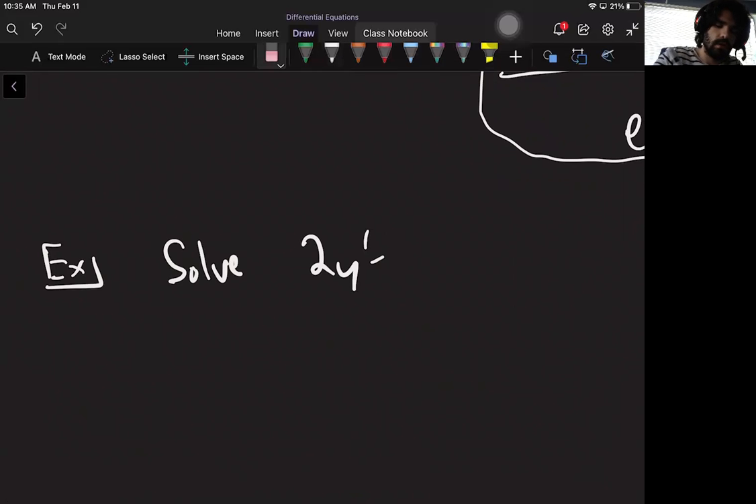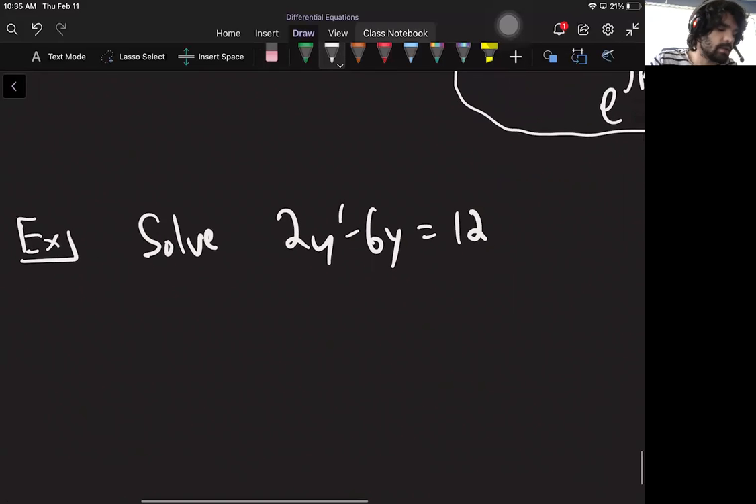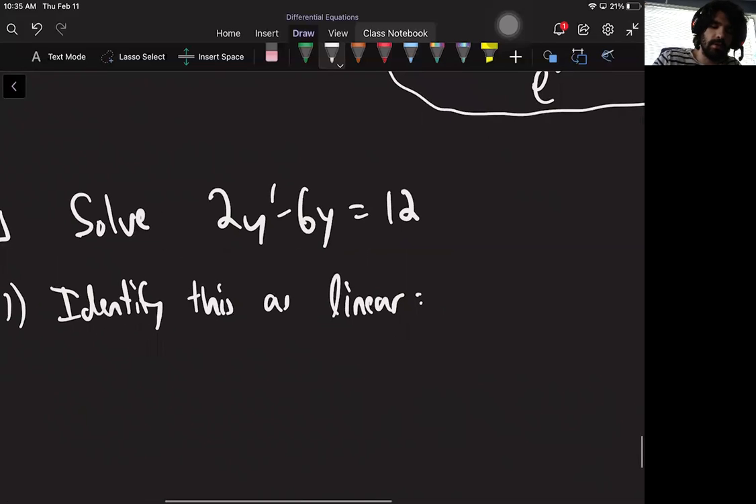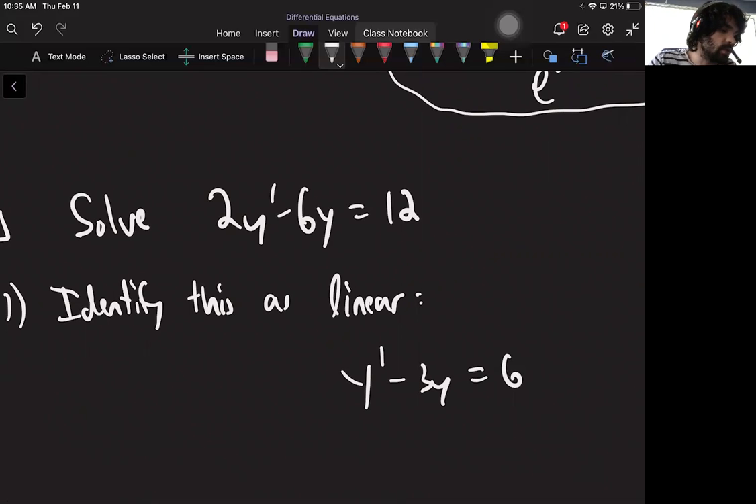Oops, let's change that to a 6. So this example is to show to you, to remind you that functions of x don't always have to have an x in them, but they still count as functions of x. So first identify this as linear. Do you see why it's linear? Well, if I divide by the 2, now it's in the form that reveals that it's linear.